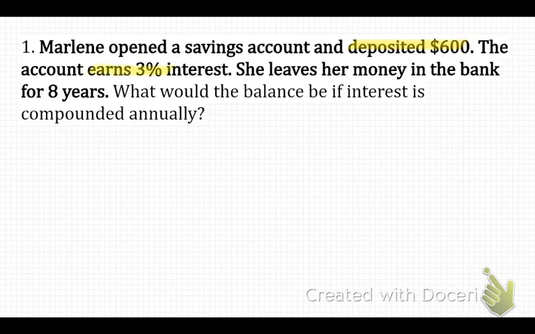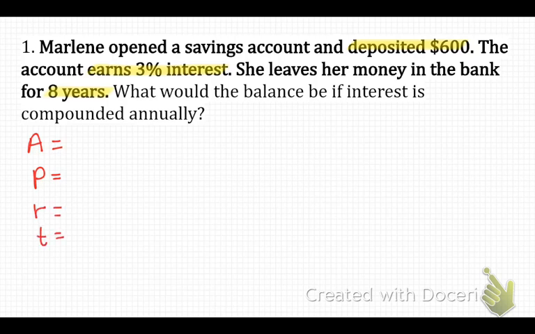Okay, it earns 3% interest. So does that mean I'm getting money or I'm losing money? Okay. She leaves her money in the bank for how long? For 8 years. Perfect. Now I want to know, what would the balance be if the interest is compounded annually, okay? We want to know what would the balance be if the interest is compounded annually. And you guys said a lot, and I think you'll actually be surprised to see it's not as much as you think it's going to be, okay? Because remember, I told you credit cards have high interest rates and savings accounts have low ones. There's a reason for that.